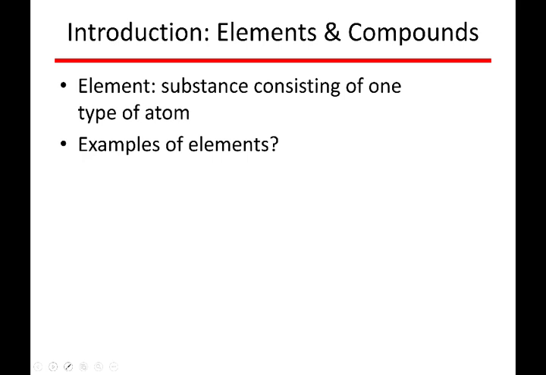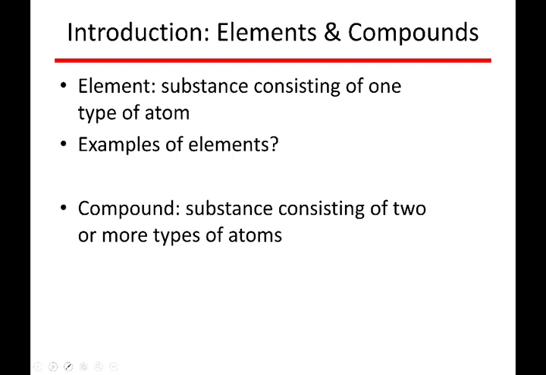Maybe some examples might be things like carbon, right? Carbon is composed of single carbon atoms, and that's the only type of atom that you have. Oxygen, right? That's an element that only contains oxygen atoms, or sodium is also an example of an element. And there are a lot of other examples, that's just a few of them there.